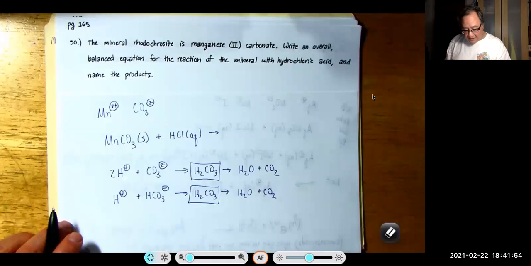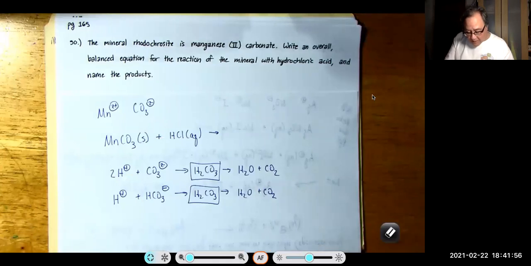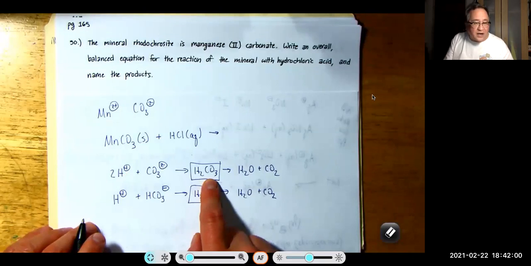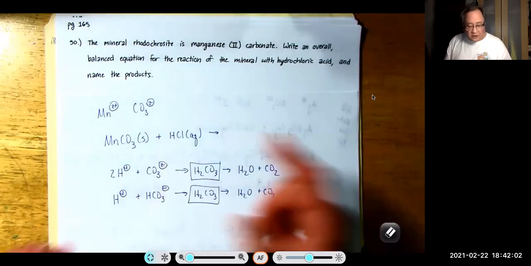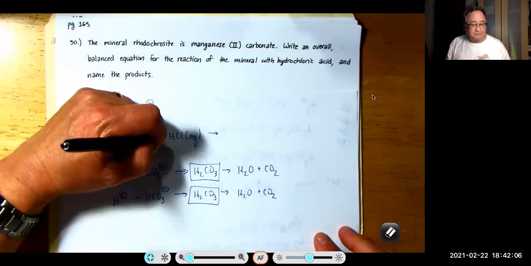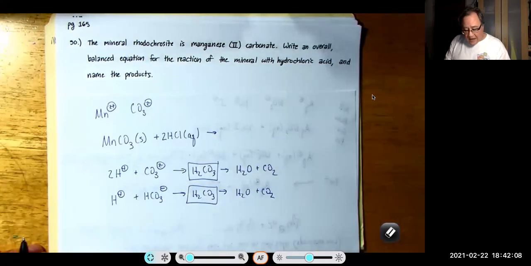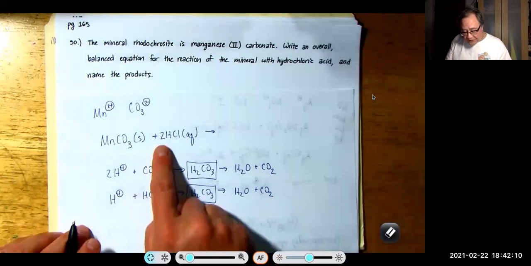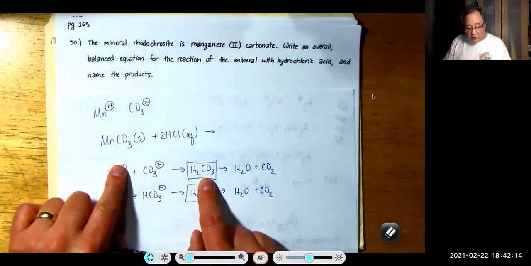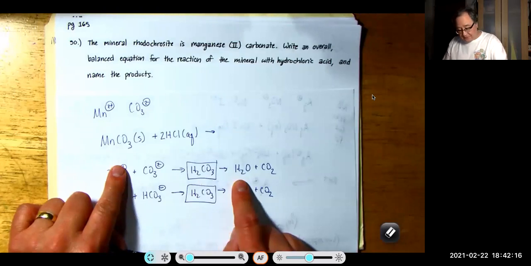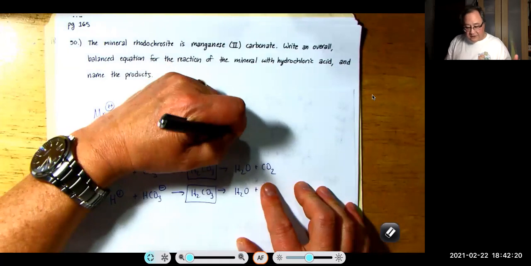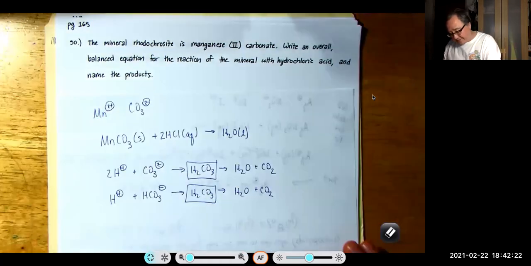So let's look above. I have my carbonate, that's my CO3 part, but I only have 1 hydrogen. So what do we need to do so that we can get 2 hydrogens? Put a 2 there. Now that we have exactly 2 hydrogens and exactly 1 carbonate, we will get exactly 1 H2O and 1 CO2. The H2O is a liquid. The CO2 is a gas.